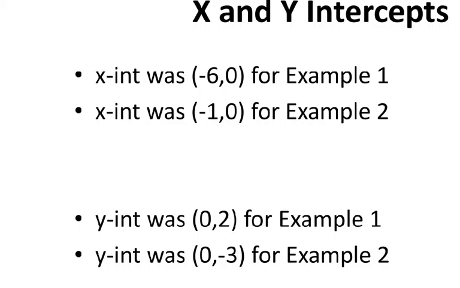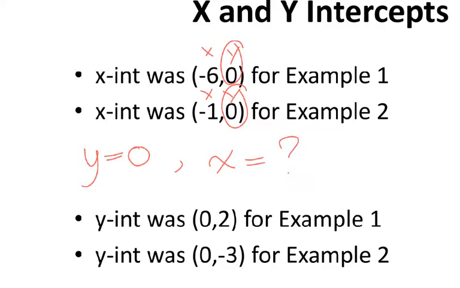Remember, each coordinate is made up of an x and a y coordinate. For x-intercepts, you'll notice that the y coordinate is always equal to 0, while the x coordinate changes. So I'm just going to make a little note down here. y is equal to 0, and the x always changes, so I'm going to put a little question mark.